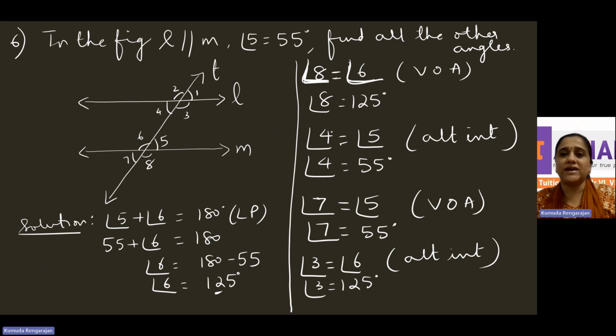Now if you want to find angle 4, you should say it's equal to 5, 6 or 8 only, because you know only these 3 angles. You can't say angle 4 is equal to some other angle.